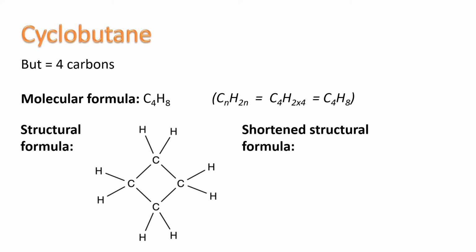And then looking at our shortened structural formula, again remember we leave the carbon-carbon bonds as they are, but we collapse our carbon-hydrogen bonds. We would end up with a shortened structural formula like this. So again, if we just pause here and copy this down.